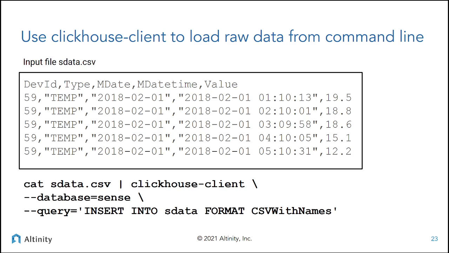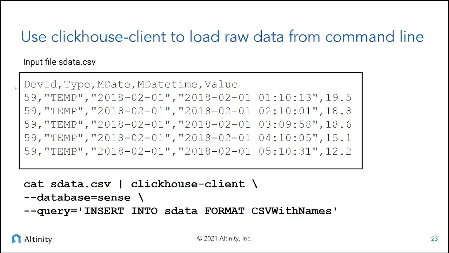You can see I've got my column names on the top in the first row. And so what I'm going to do is pipe it into the ClickHouse client, working on the command line here, send it to a database called Sense, and here's the insert command to tell it what to do. What's kind of nice about this is I don't even have to tell it what columns I have. It's actually going to read them and correctly assign them from these column names on the first line.